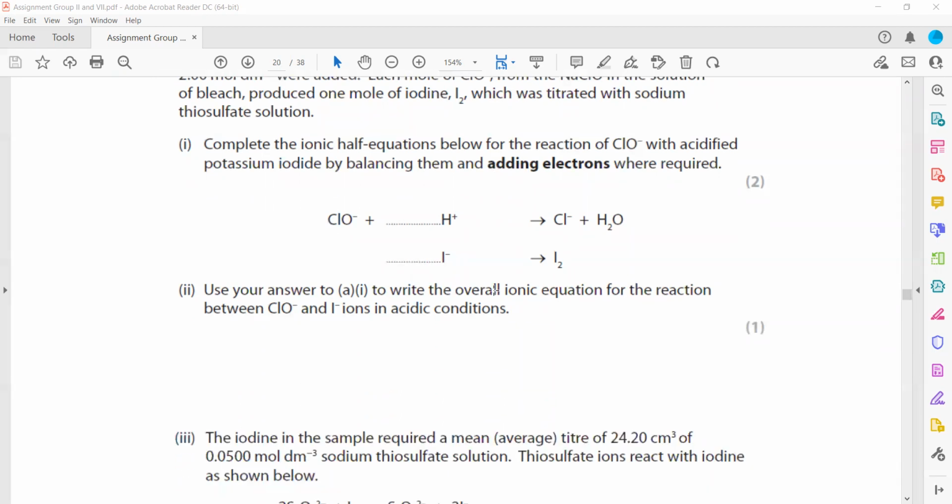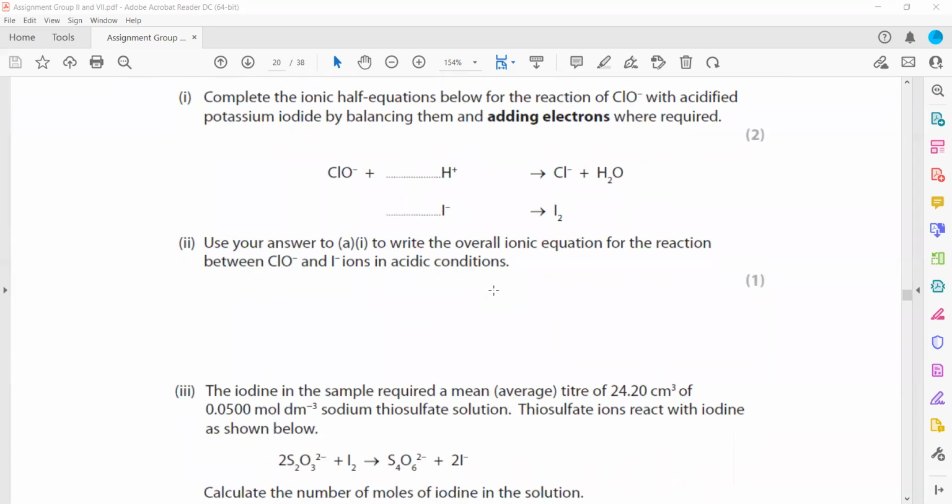So first we have to complete the ionic equation. How do we complete the ionic equation? Because it's a redox equation, to balance oxygen we add water, to balance hydrogen we add protons, so two are there. Then to balance the charge we add electrons. The net charge is -1 on one side and +1 on the other, so we should add 2 electrons here to reduce the charge.